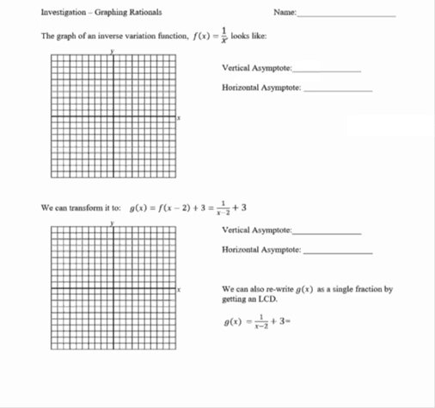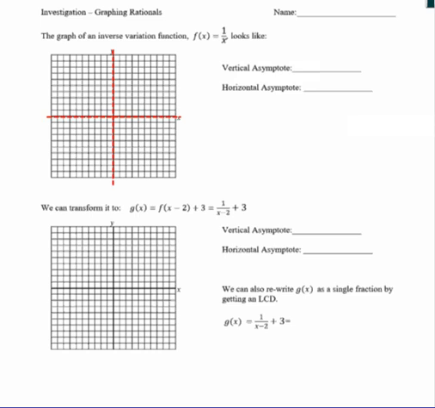This is Investigation 56, Graphing Rationals. We're going to be reminded today about our inverse variation functions, which are functions of 1 over x. So as a reminder, those functions have two asymptotes, a vertical asymptote, which is going to be along the y-axis, and a horizontal asymptote along the x-axis.